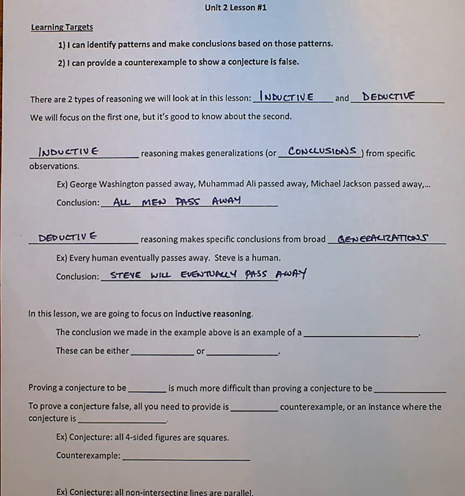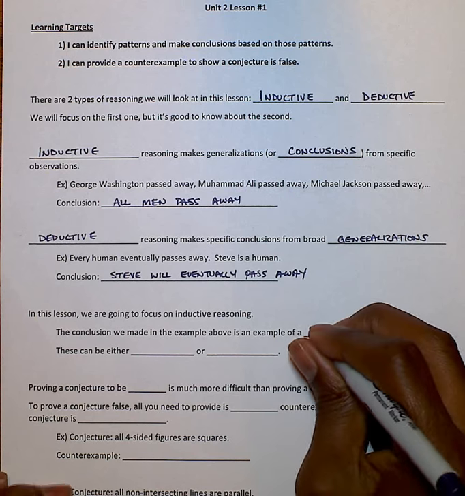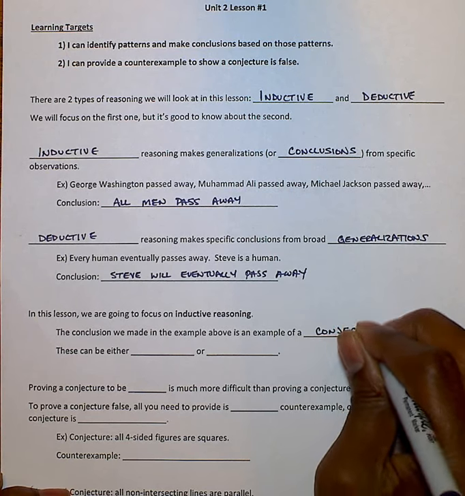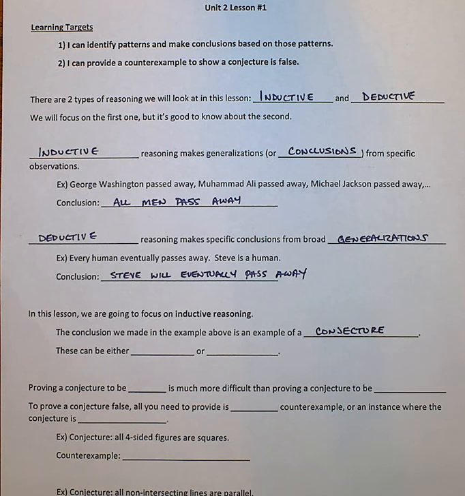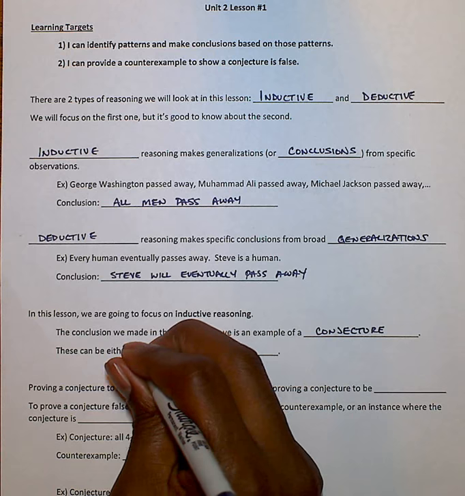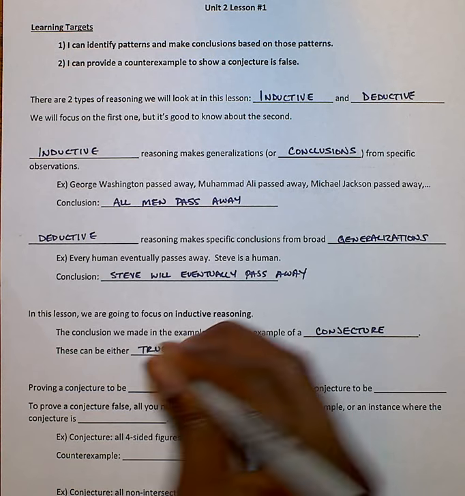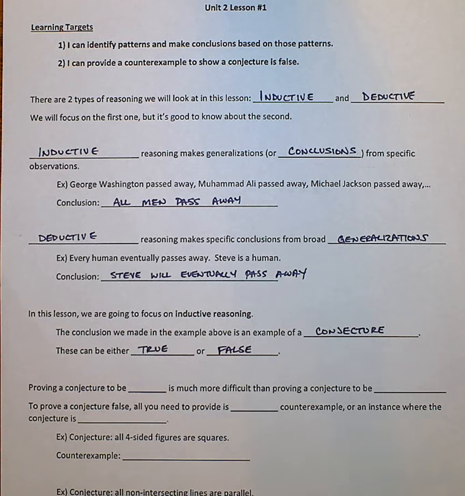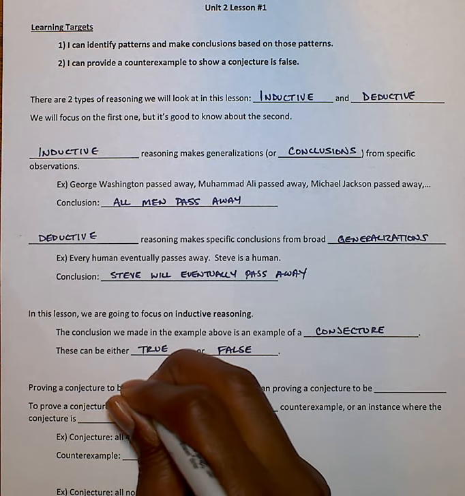The conclusion that we made above is an example of a conjecture. Okay, basically our guess. An educated guess. Based off of what we know, this is what we think. Okay, and these can either be true or false. So no matter what you think, there is an outcome. Okay, and proving a conjecture to be true is much more difficult than proving it to be false.